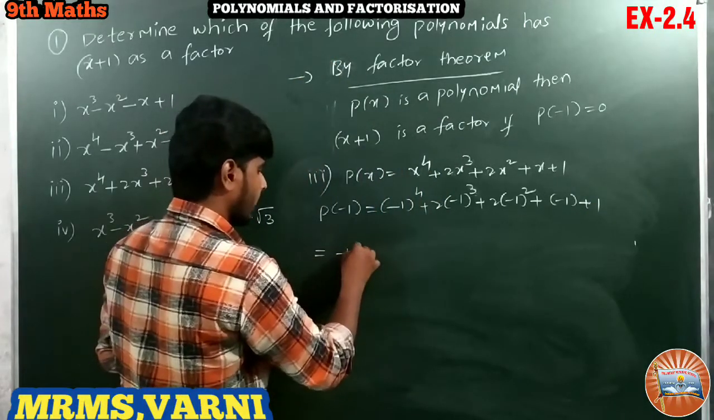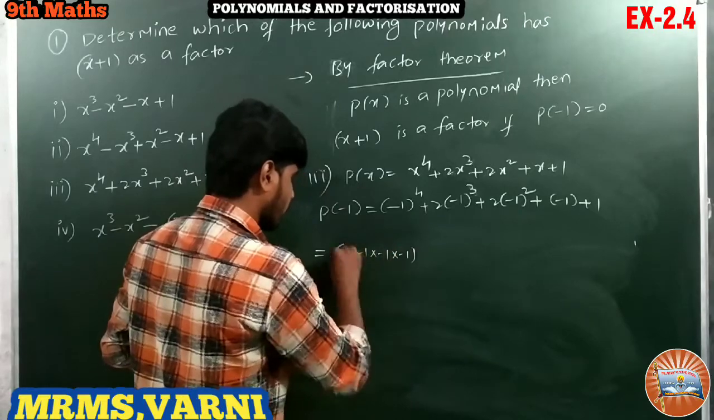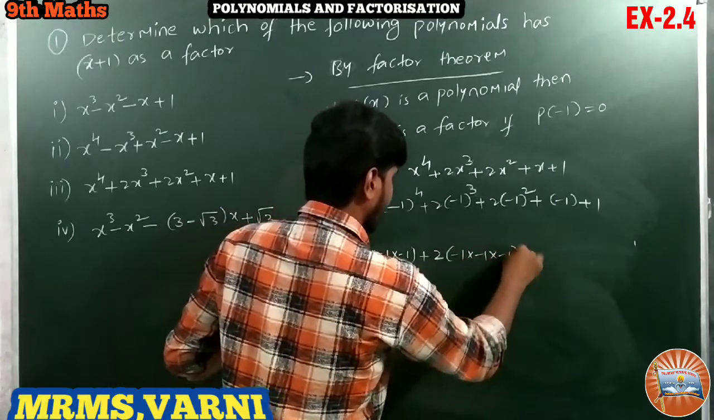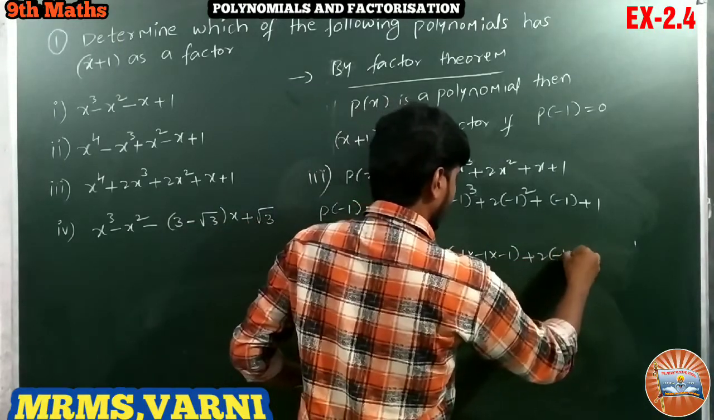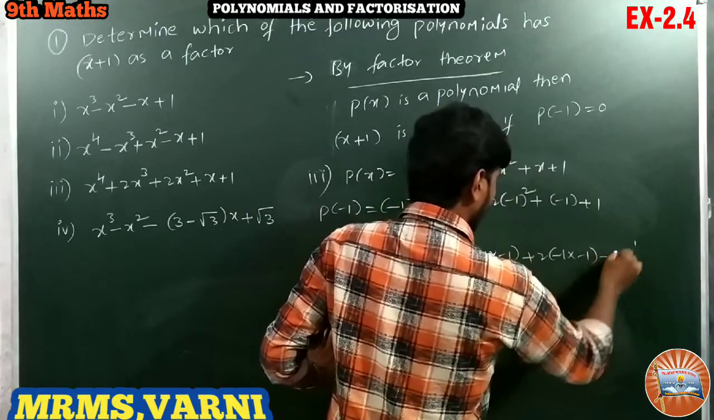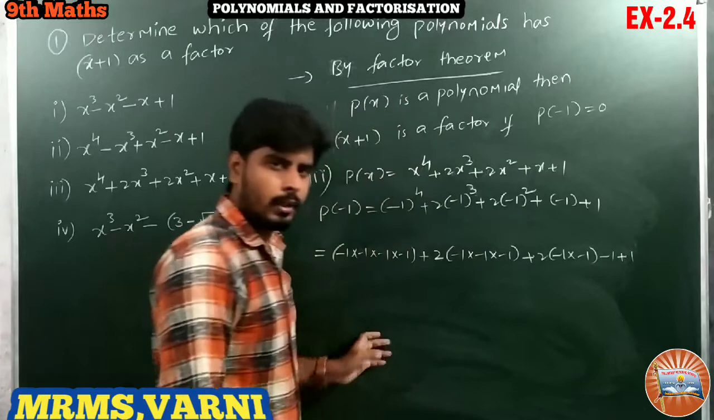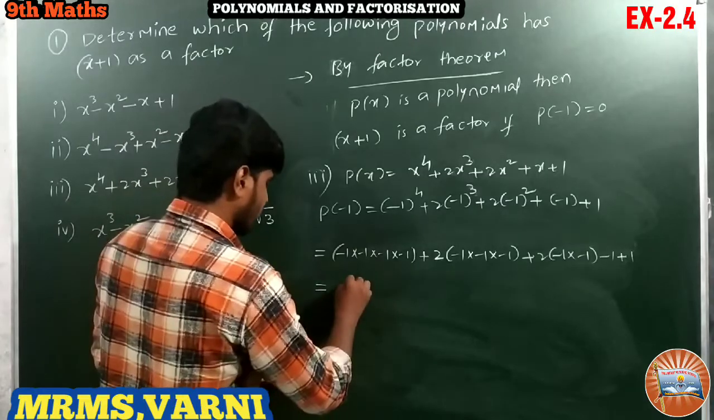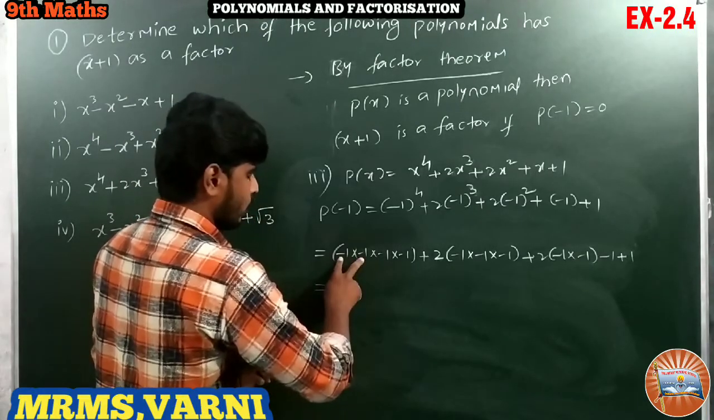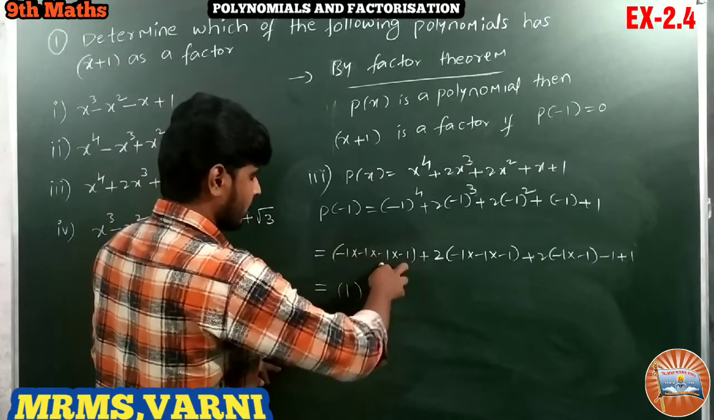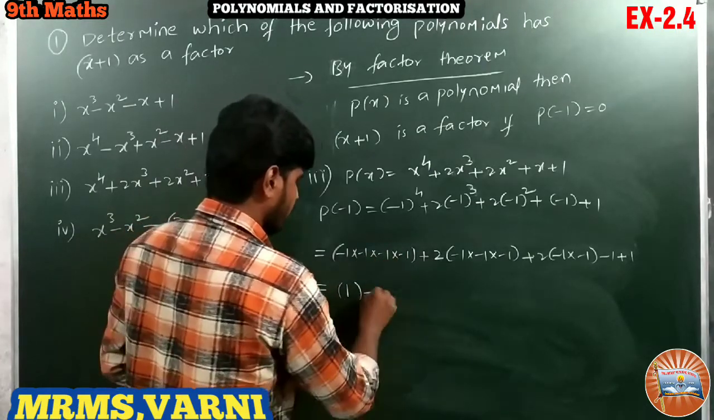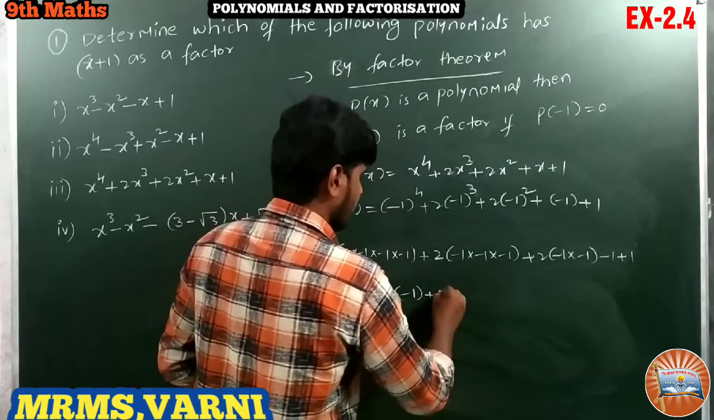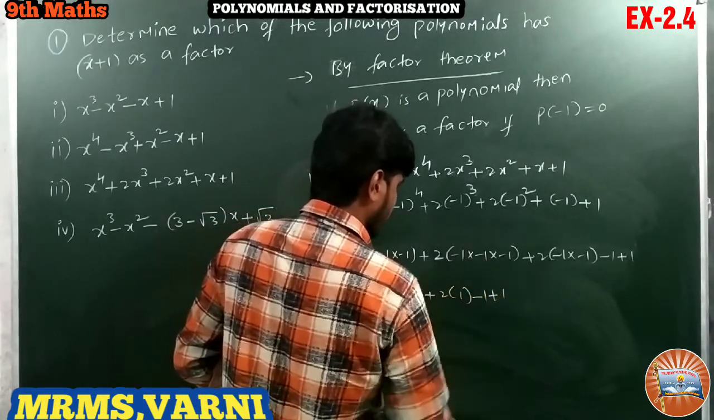So what becomes? Minus 1 into minus 1 into minus 1 into minus 1 plus 2 into minus 1 into minus 1 into minus 1 plus 2 into minus 1 into minus 1 plus into minus minus 1 plus 1. Okay, is it clear? Right. Now it becomes 1. How? Minus into minus plus, plus into minus minus, minus into minus plus. Okay, right. Plus 2 into this becomes minus 1. You know that.